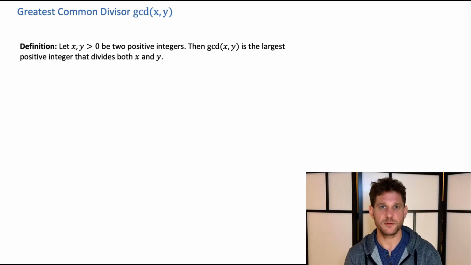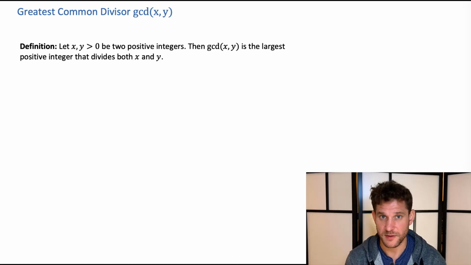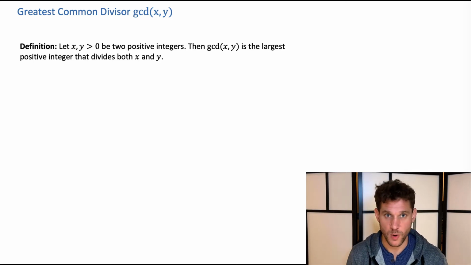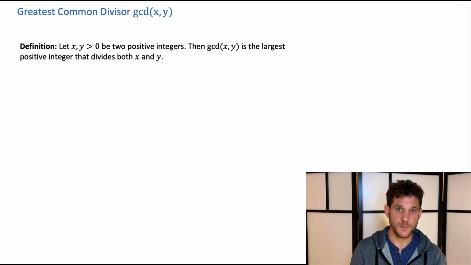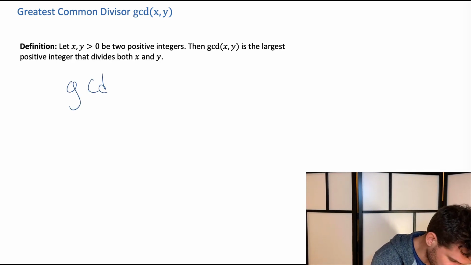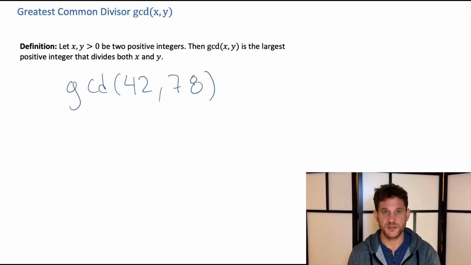So let's go. Okay, so let's just remember what the greatest common divisor of two positive integers is. We say that if you're given x and y, which are positive integers, then the GCD of x and y is the largest positive integer that divides both x and y. So it's the largest number that goes into x and also goes into y. Okay, so let's consider an example here. What's the GCD of, let's say, 42 and 78? What's the GCD of these numbers?